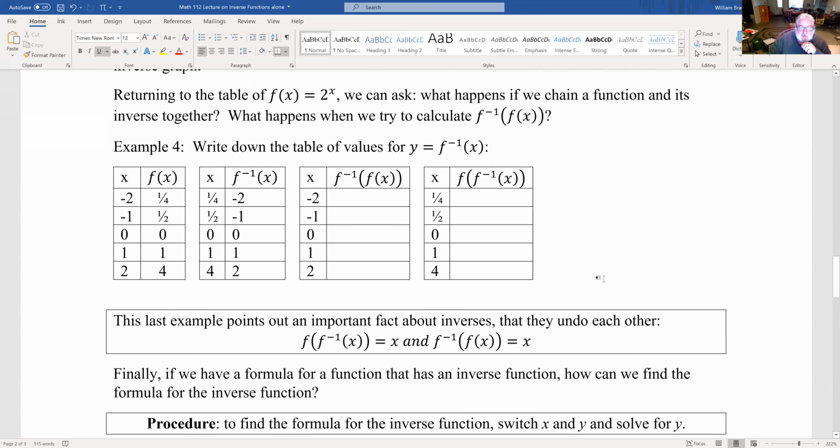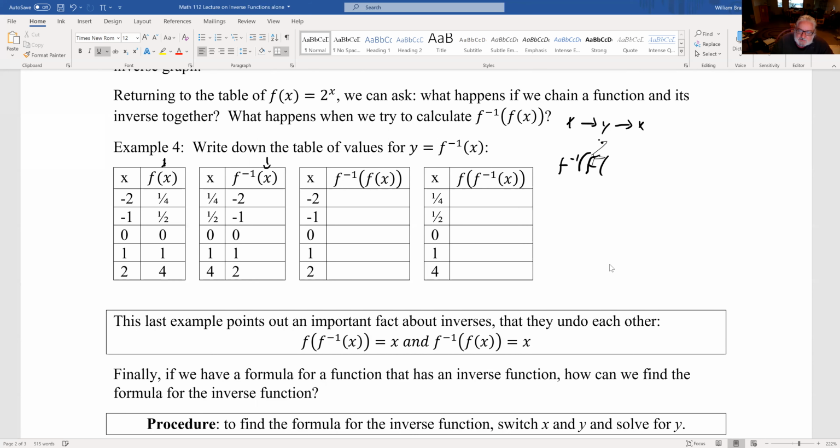So an important aspect of inverse functions is what happens if you do a function and then its inverse. In a sense, you take x and you go to y, and that's what f of x does. And then f inverse of x, the inverse function, just takes you back to x. It just switches the x's and the y's. So here's f of x equals y equals 2 to the x. Here's the inverse function.